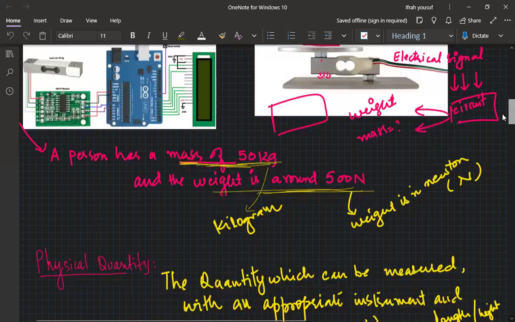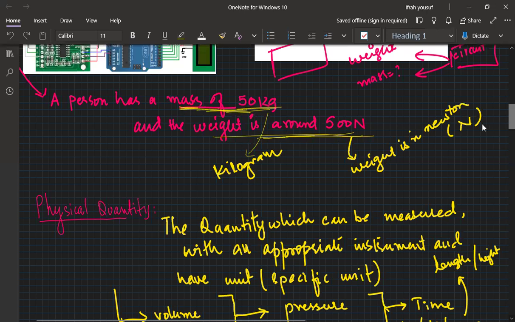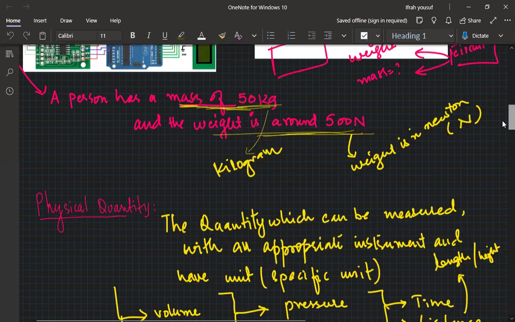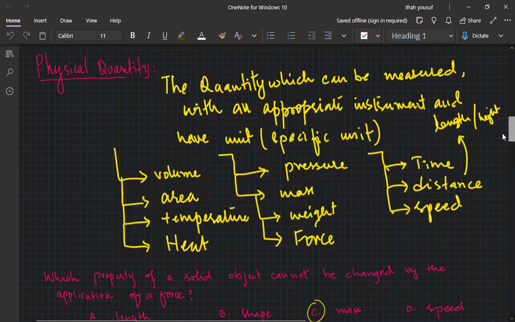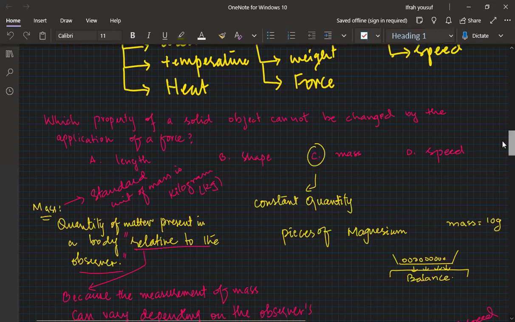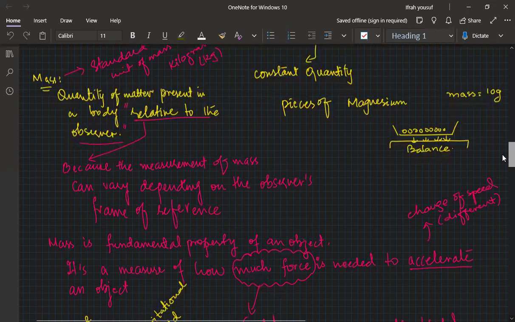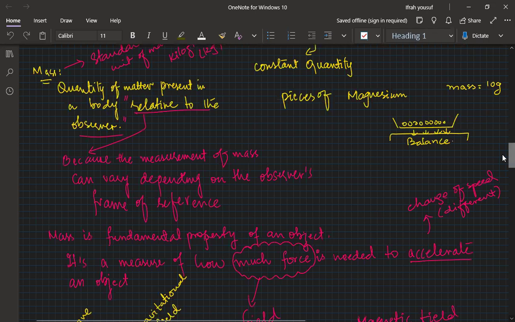Weight is actually the downward force, and mass is the amount of matter present in a body relative to the observer. This is the definition we studied in the last class: the quantity of matter present in a body relative to the observer. We also discussed what is the meaning of relative to the observer, since whenever we take a measurement of mass, it can vary depending on the observer's frame of reference.